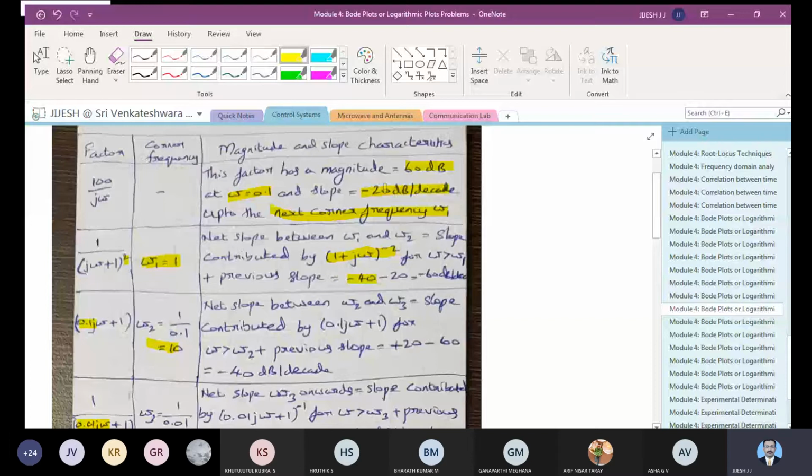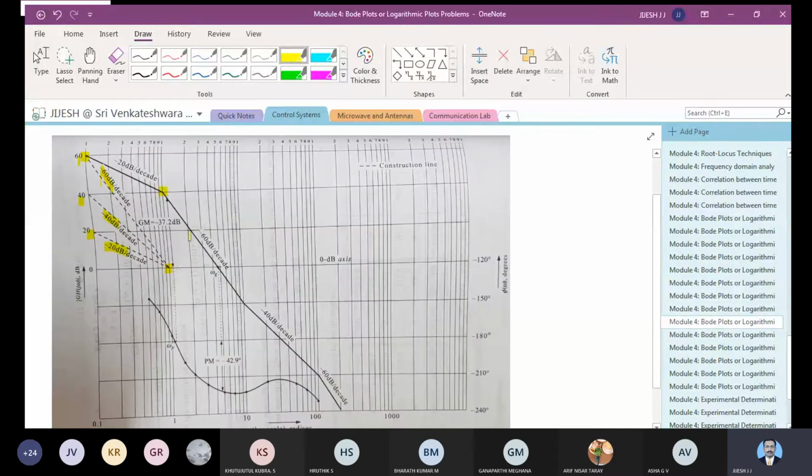What is the previous slope? Here it is minus 20, so it will be added with minus 20. Since the term is in the denominator, you will have a slope of minus 20 multiplied by 2, which is minus 40, added with the previous slope of minus 20. So minus 40 minus 20 gives minus 60 dB per decade. You can see that in the plot it is taken as minus 60 dB per decade. From here it will start at minus 60 dB per decade. You have to draw a parallel line with the scale, taking minus 60 dB per decade. Till where does it have to go?